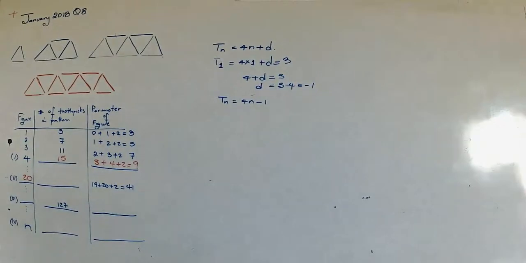Can I show you this work now? Please look. When n is 1, 4 ones is 4. Minus 1, 3. When n is 2, 4 twos is 8. Minus 1, 7. When n is 3, 4 threes is 12. Minus 1, 11. Good. When n is 4, 4 fours is 16. Minus 1, 15. When n is 20, 4 times 20 is 80. Minus 1, 79.